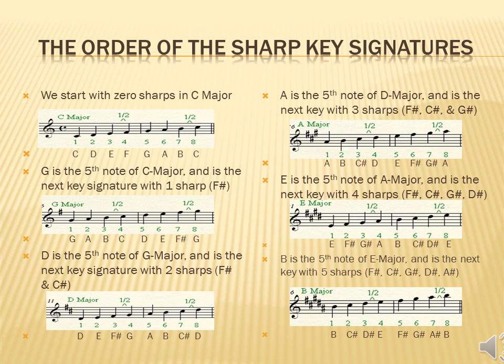A is the fifth note of D major and is the next key with three sharps, F sharp, C sharp, and G sharp. E is the fifth note of A major and is the next key with four sharps, F sharp, C sharp, G sharp, and D sharp. B is the fifth note of E major and is the next key with five sharps, F sharp, C sharp, G sharp, D sharp, and A sharp.